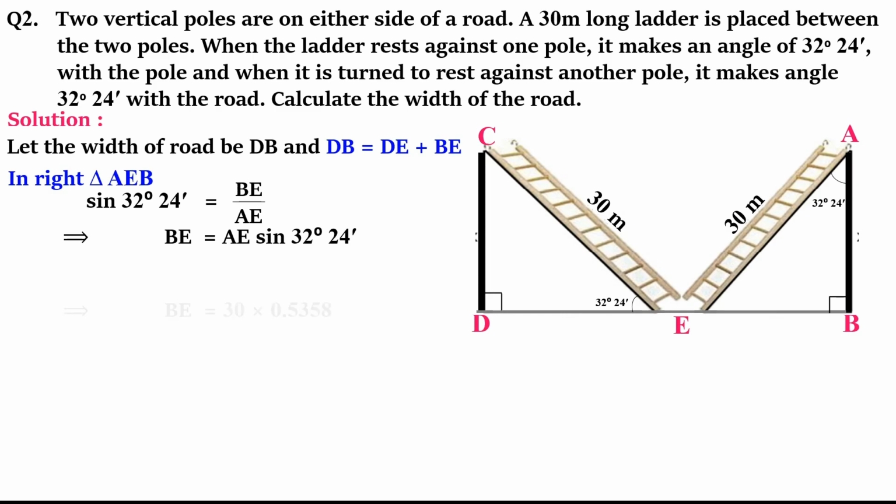Now BE's value comes out to be AE into sine 32 degrees 24 minutes. AE is known to me, that is 30 meters, and sine 32 degrees 24 minutes we will find from the trigonometrical tables. So here I substitute the values. BE comes out to be 30 into 0.5358. From where have we got this value 0.5358?